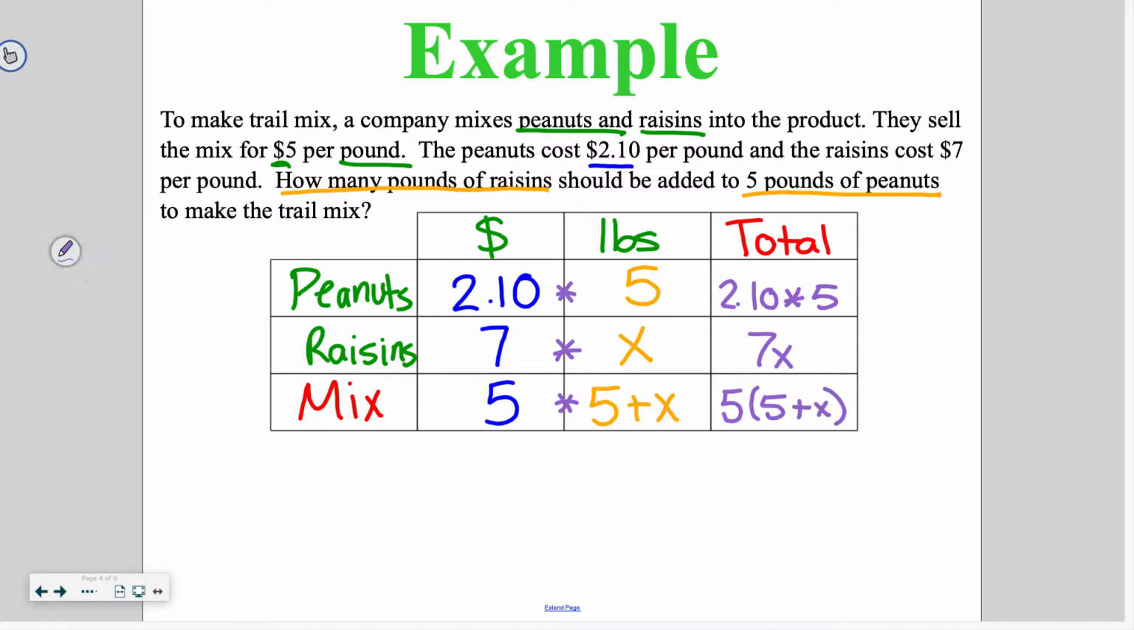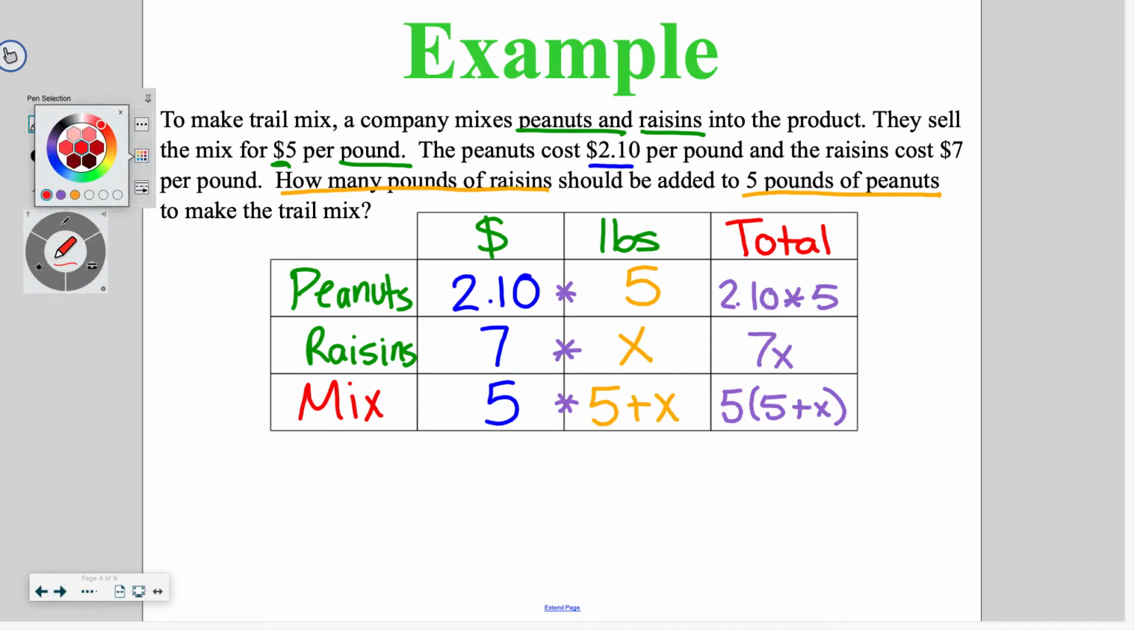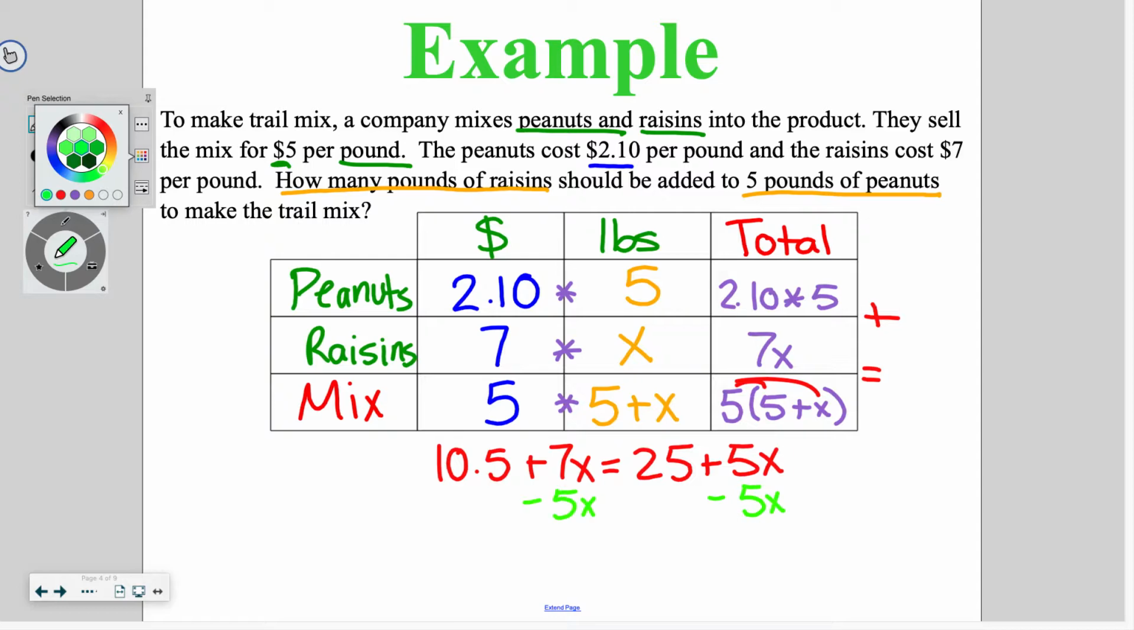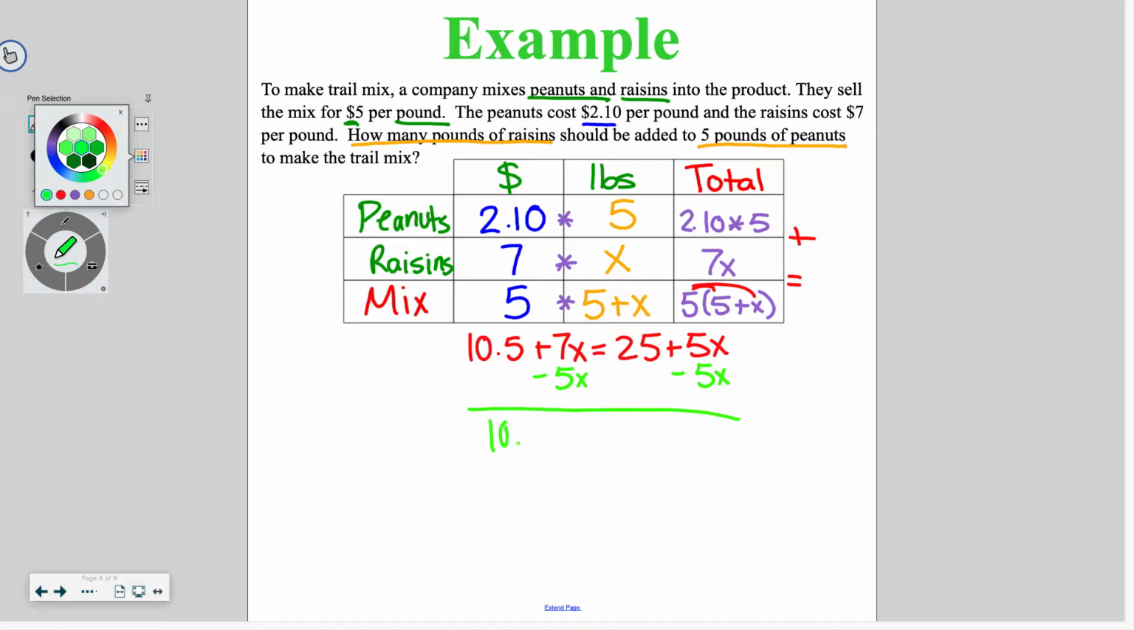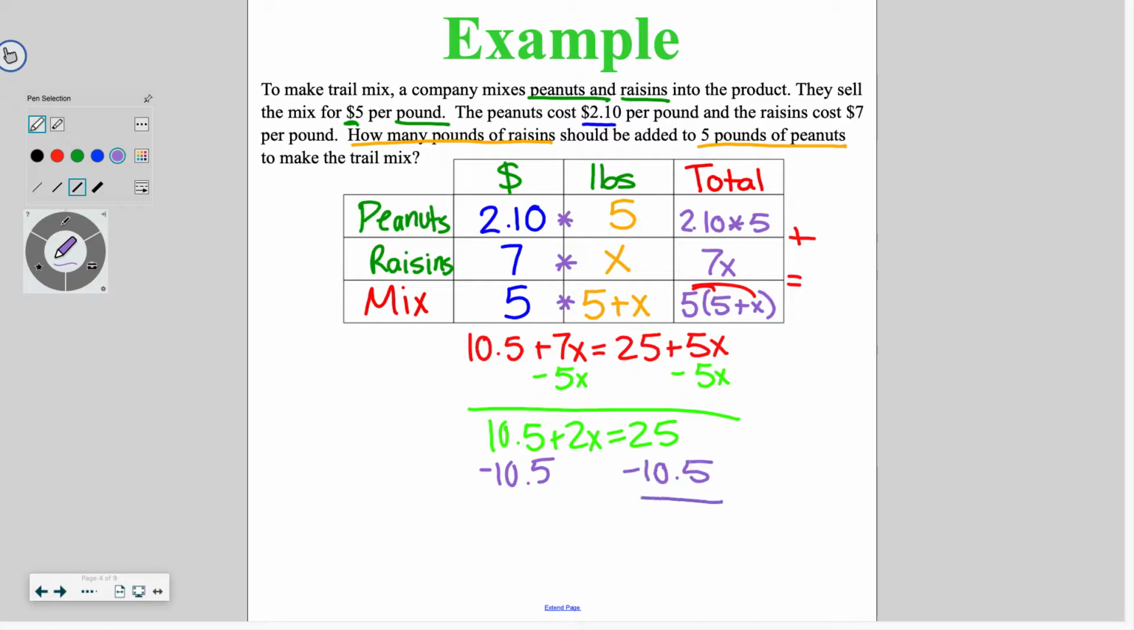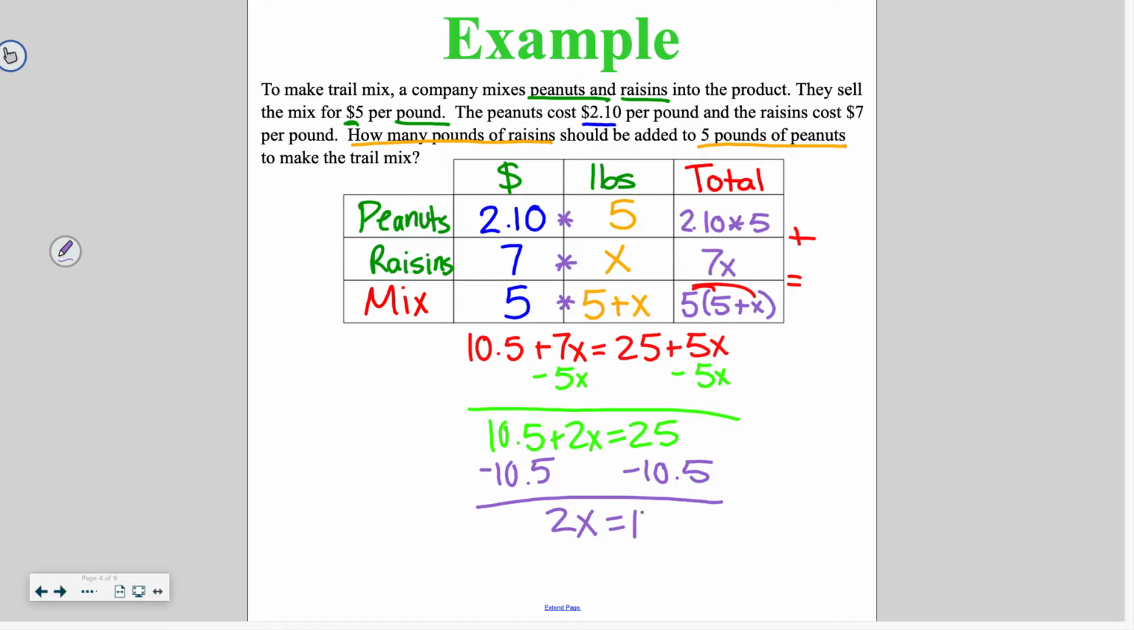To solve, you are going to want to combine these values into your equation. It's always going to be top plus the middle is equal to the bottom. So in this case, we've got 2.10 times 5, which is 10.5, plus 7x is equal to, now we're going to do the distributive property, giving us 25 plus 5x. And now we end up, like yesterday, with an equation where we have variables on both sides. I'm going to combine my variables first by subtracting 5x from both sides, giving me 10.5 plus 2x is equal to 25. Next I'm going to subtract 10.5 from both sides, giving me 2x is equal to 14.5.